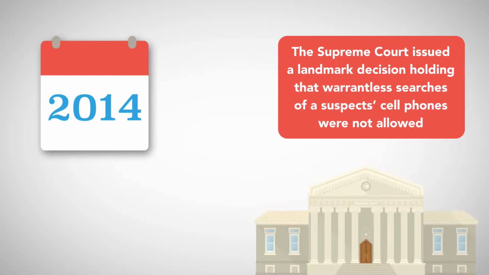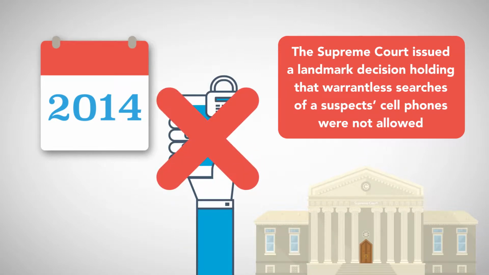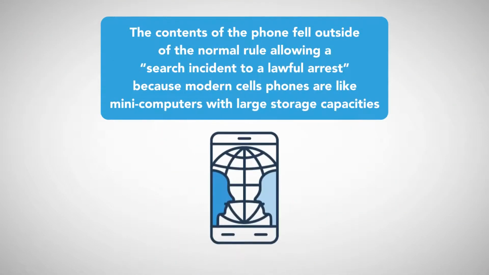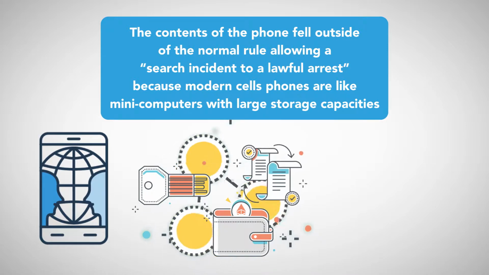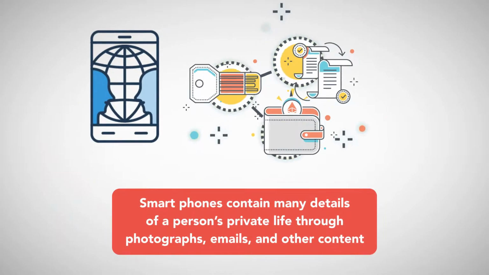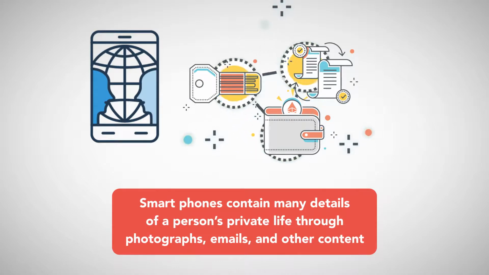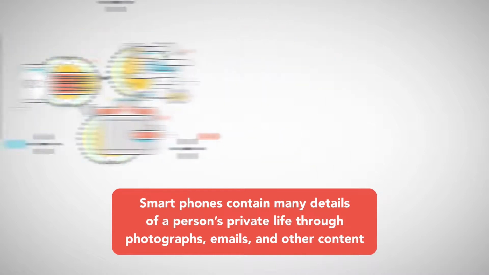In 2014, the Supreme Court issued a landmark decision holding that warrantless searches of a suspect's cell phone were not allowed, even when the owners were being arrested. The contents of the phone fell outside of the normal rule allowing search incident to a lawful arrest, because modern cell phones are like mini computers with large storage capacities. Smartphones contain many details of a person's private life through photographs, emails, and other content. The issue of privacy in email has emerged in other contexts as well.